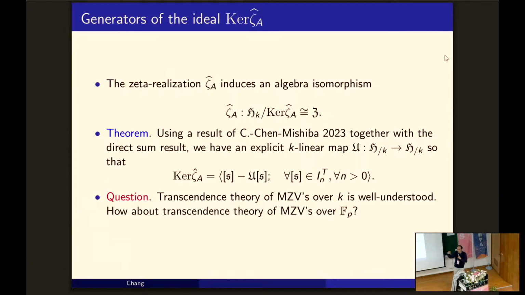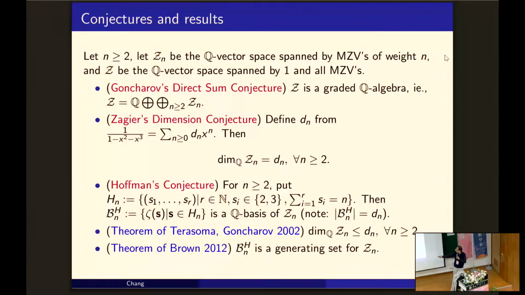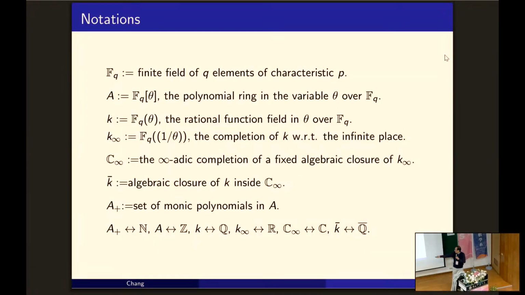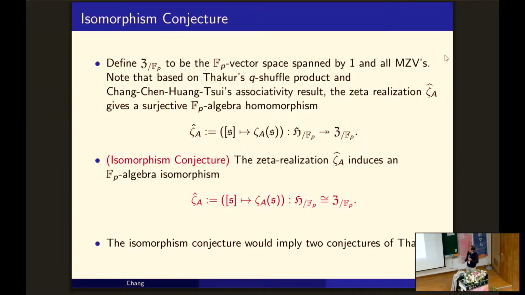F_p is our prime field. As I mentioned here, K is F_q(θ), the analog of the rational numbers, but Q is the prime field of C, right? But K is F_q(θ), so the smallest field is F_p. So there is no such question in the classical case. But the transcendence theory of MZVs over F_p is still missing, and this is the current project I'm thinking about.